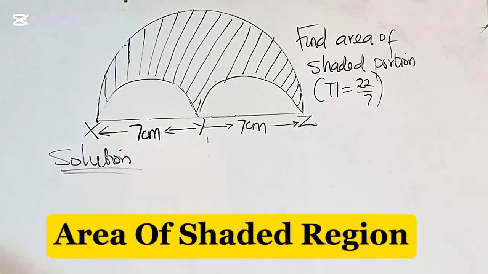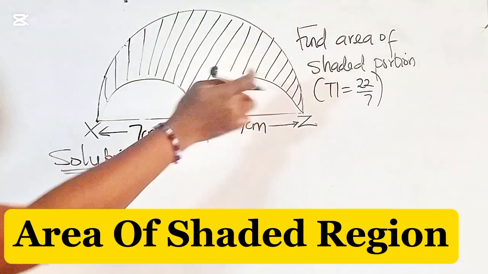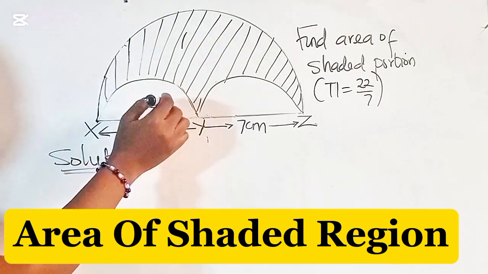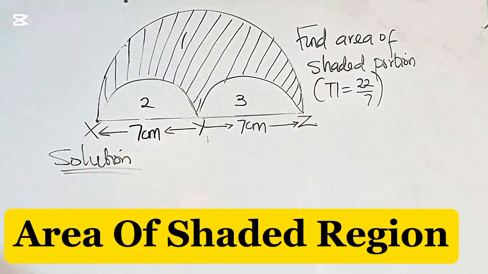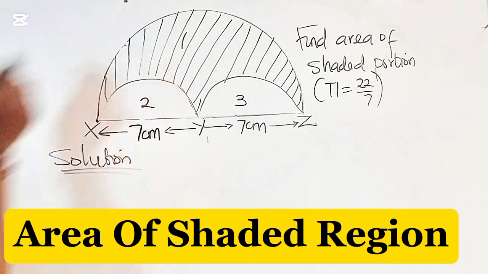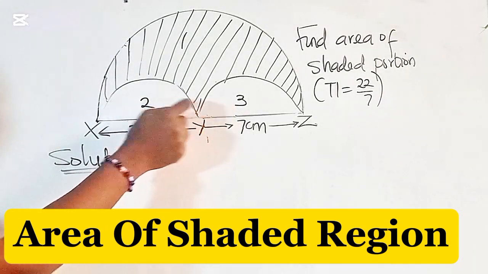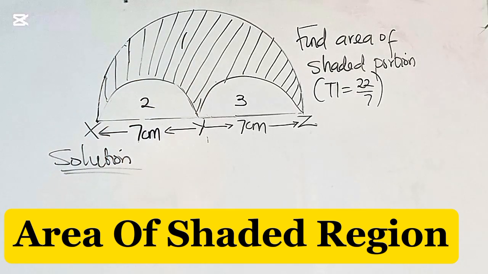Let's find the area of the shaded portion in this diagram. If you look closely, this diagram is made up of three semicircles. So we have this bigger semicircle as one, we have a smaller semicircle, let's call this two, and this other semicircle, let's call it three. Now to find the shaded portion, we are going to subtract the areas of these two semicircles from the area of the bigger semicircle.